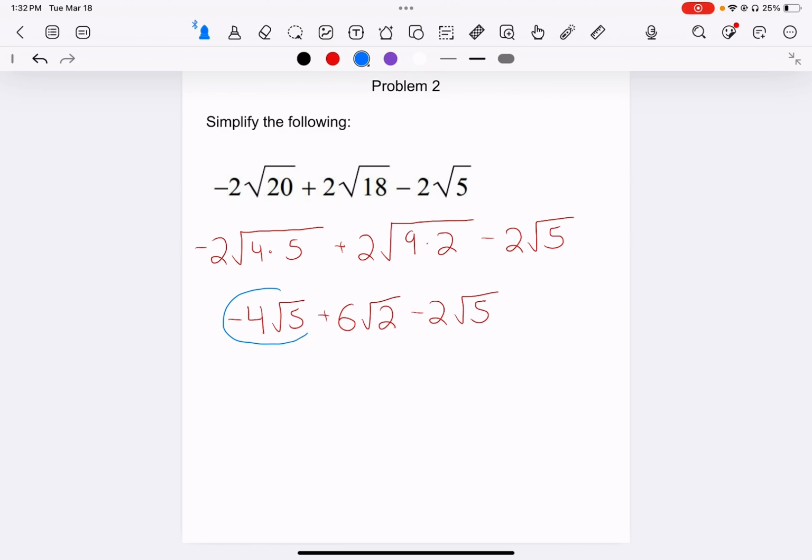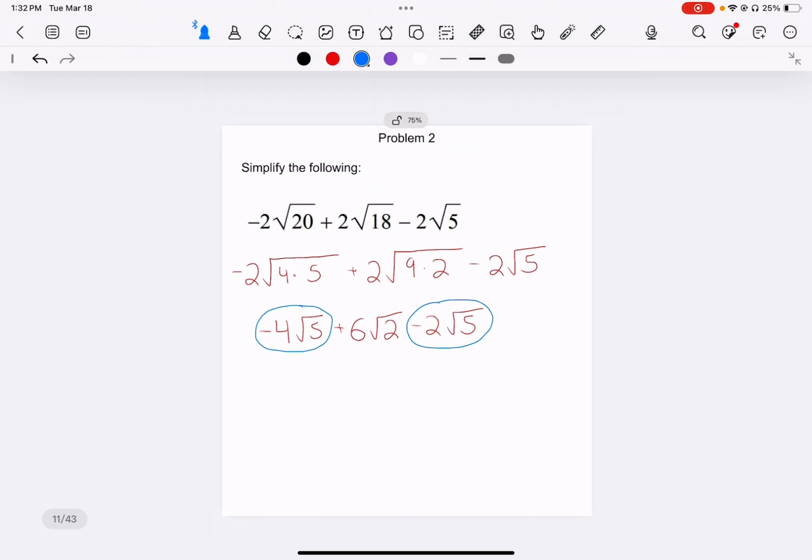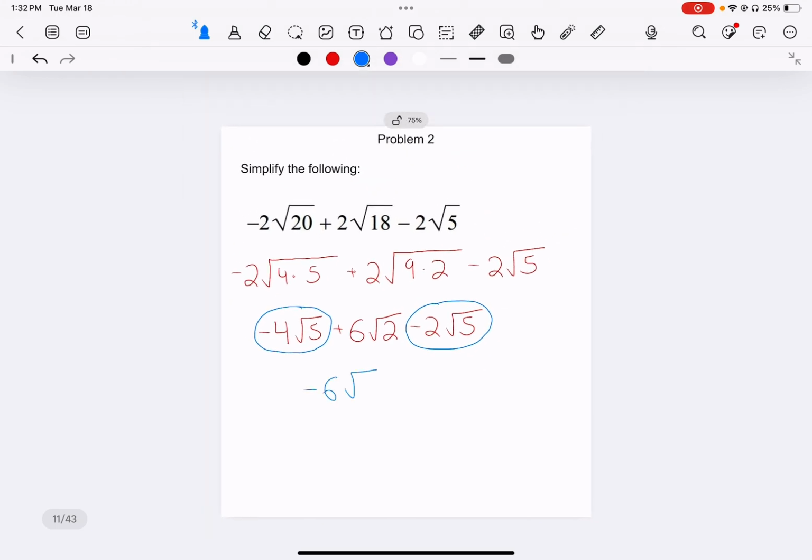Now I'm going to combine the terms that have the same radical. That's negative 4 radical 5 and negative 2 radical 5. That gives me negative 6 radical 5. And then the radical 2 does not have any like terms, so that's just going to come down and be a part of my simplified answer.